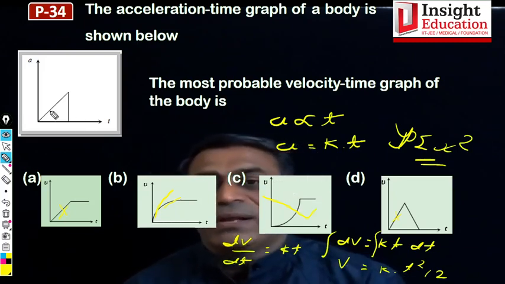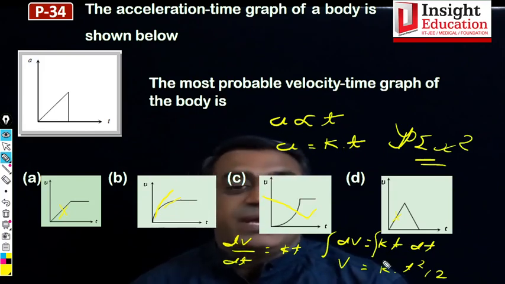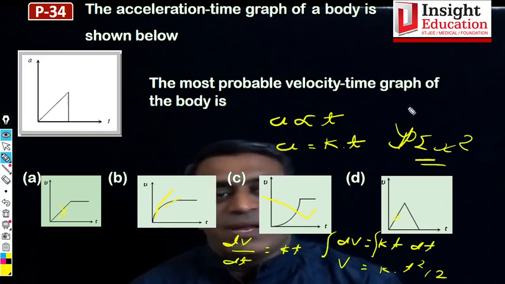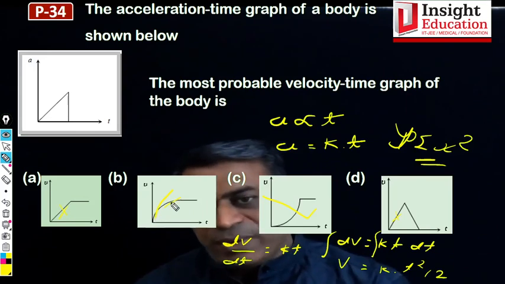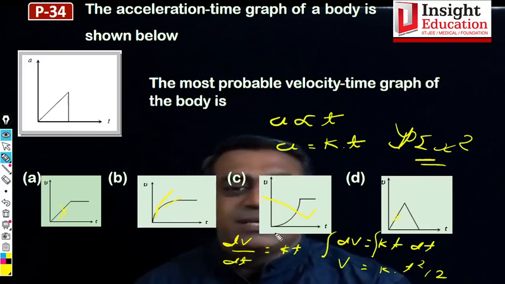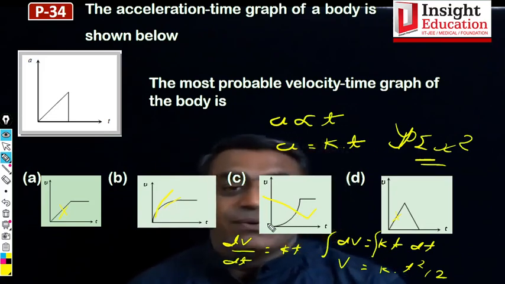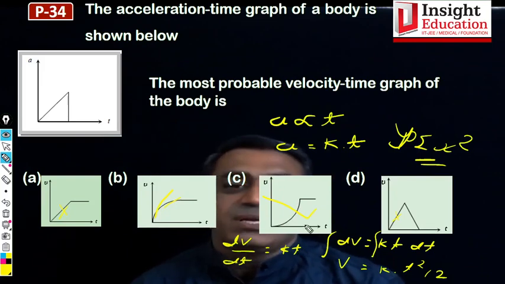Now here acceleration is proportional to time. To find the velocity, use integration. V is proportional to t square, Y is proportional to x square, so the answer should be a parabola. Identify the parabola. It is also a parabola, but here velocity increases while acceleration is negative. Here velocity increases and acceleration is also positive. So the answer is C.